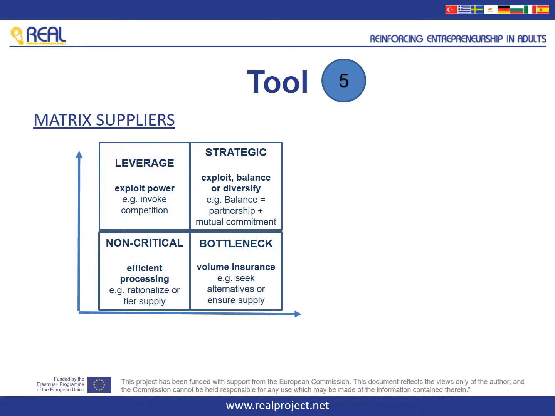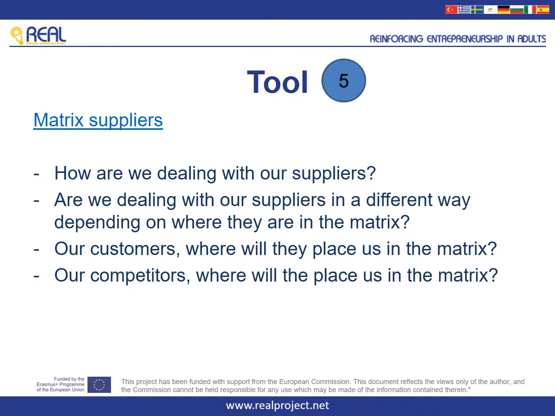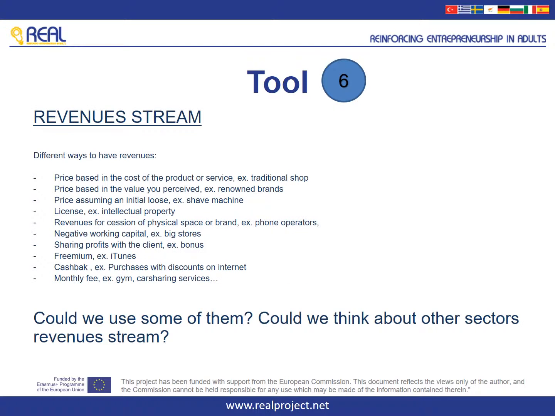Tool number 5 is the suppliers matrix. We should classify our suppliers in leverage: competitive price, the best offer in price. Strategic: it is more than a supplier, it is a partner. Non-critical: the easy suppliers. You can find a lot of suppliers for this product. Bottleneck: you need them, you cannot offer your services without them. We should think about our suppliers and put them in the suppliers matrix.